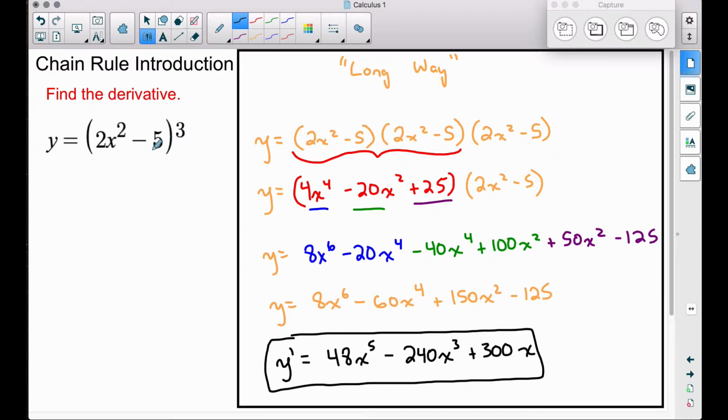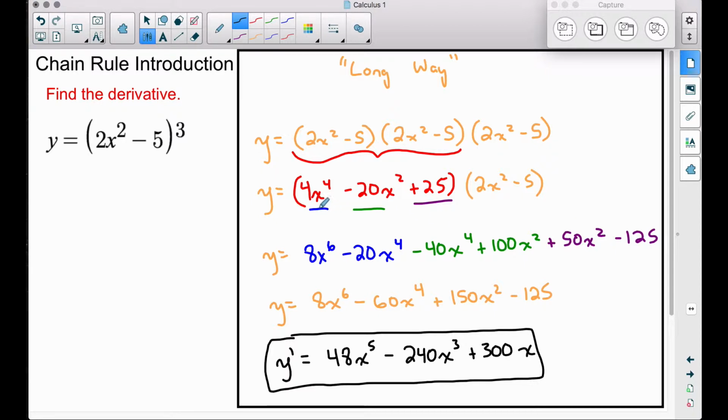minus 5, all of this stuff cubed. Now, the long way of doing it is to apply some algebra here. So 2x squared minus 5 cubed is 2x squared minus 5 times 2x squared minus 5 times 2x squared minus 5. I've saved a little bit of time here by going ahead and multiplying these two together, as you can see here. Then I brought this one down. Feel free to pause the video and work all this out to check your work. And then we had to multiply this trinomial times this binomial. Doing all of that algebra, we get this thing here.